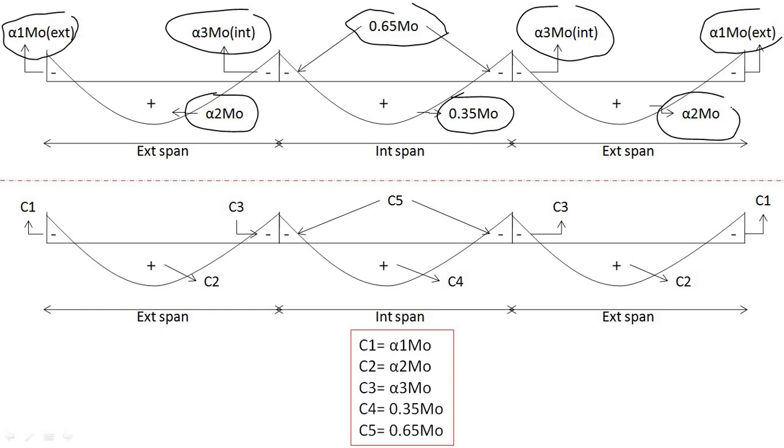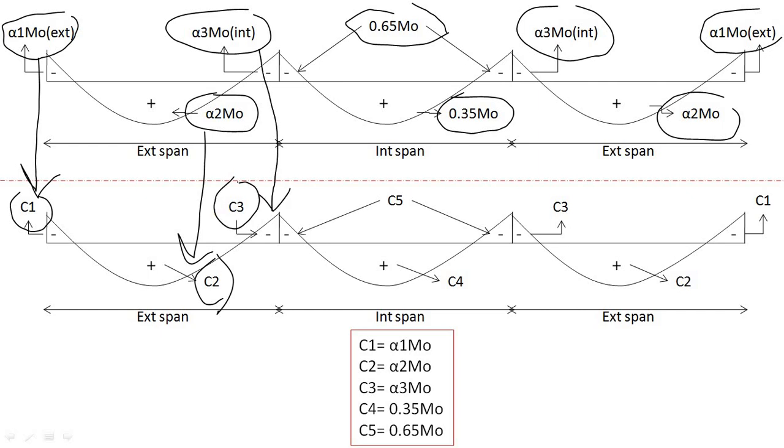Now to avoid the mixing of these values, we will provide names. Here we have provided the codes, or we can say the alphabets. For alpha 1 M0 we will provide C1, and for external positive we will provide C2, then for the external negative internal support we will provide C3, and for interior span negative moment we will provide C5, and for the interior span positive moment we will provide C4.